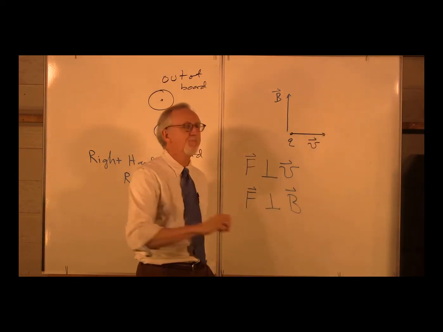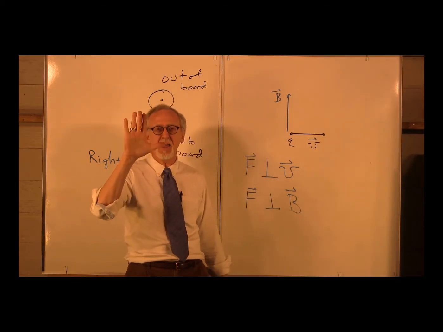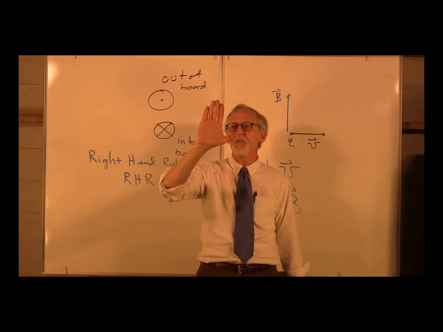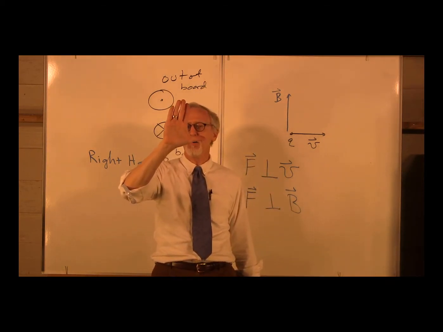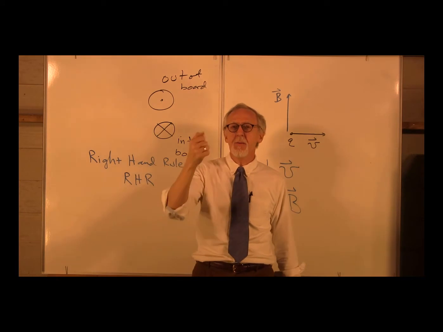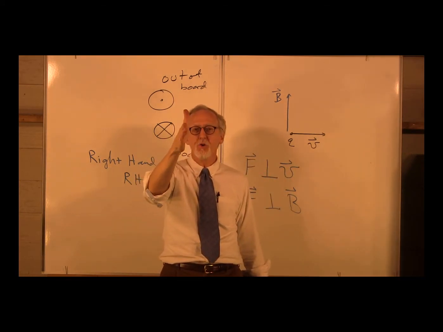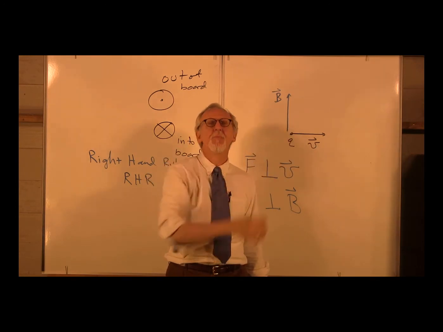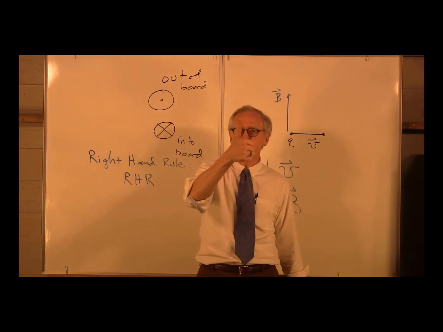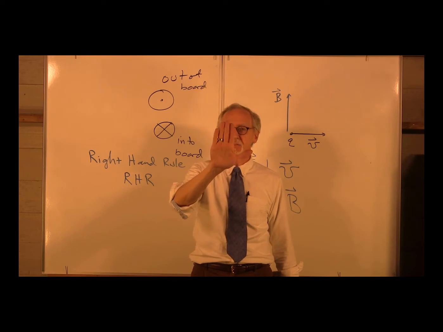So the first one, take your hand, your right hand, put your hand up with your thumb and your fingers apart. And what you have to remember is the kind of the order of things. 1, 2, 3. So your thumb, that's the first one. Then your fingers are the second one.